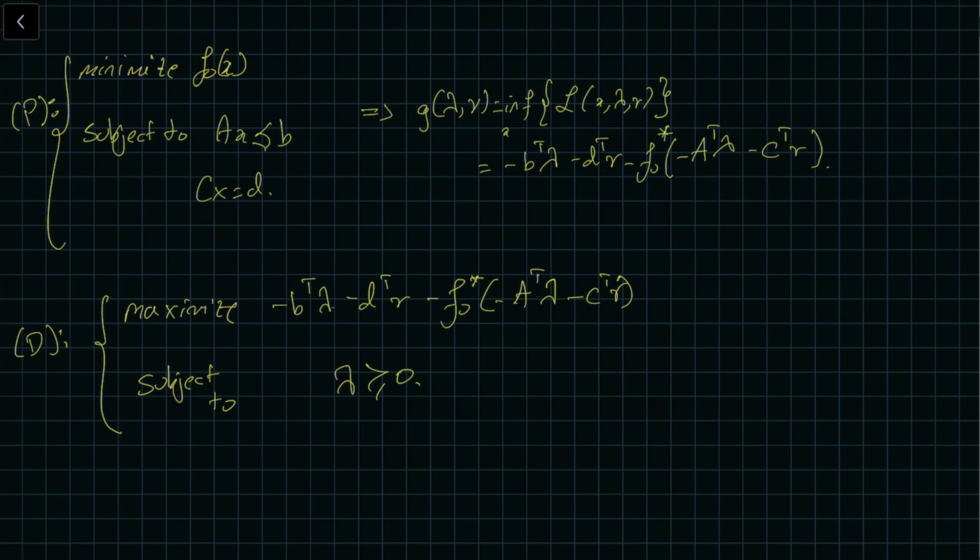So all we have to do to formulate this problem is to identify our A, B, C, and D, and most importantly, the conjugate function. If we can do that, then we're done. We have the dual problem.